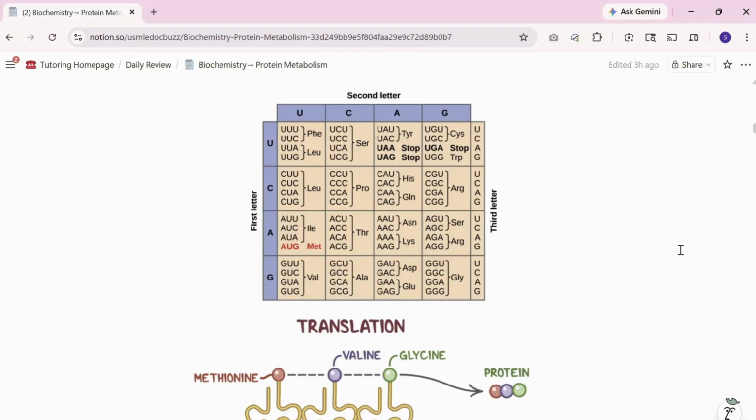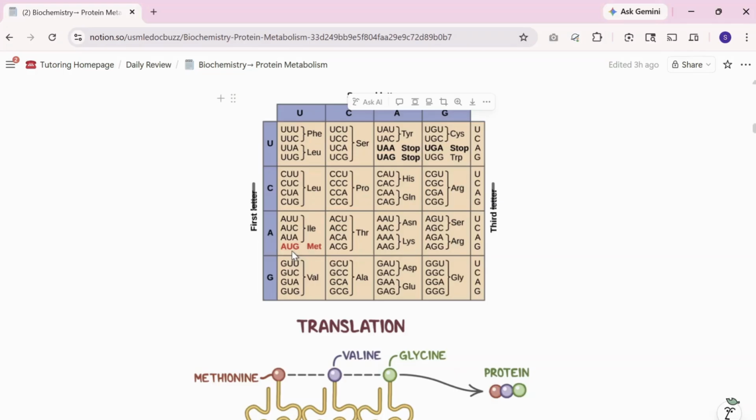Now you start by reading the first. Let's say I'm making methionine. A, I go into the column U, and then I go into the row that is the G, right here. AUG is methionine. AUG is the start codon, and it's going to show up as methionine. Now, do you see methionine written anywhere else? No. So methionine is only one codon and only one amino acid.